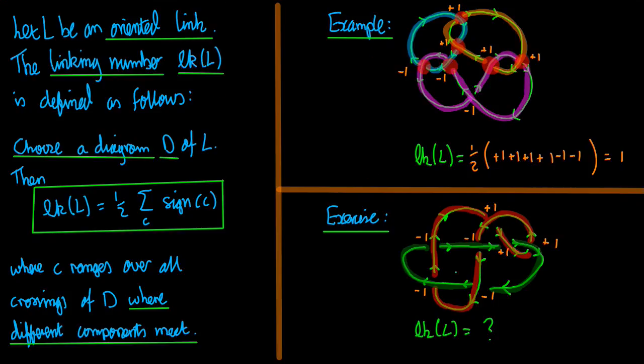So now I compute the linking number. It's one half of plus one, plus one, minus one, minus one, minus one, minus one, which is minus one. Excellent. Okay, is that your answer? Feel free to rewind the video, check, see whether you agree with me or not. Okay, so this is the practical side. How do we compute the linking number?